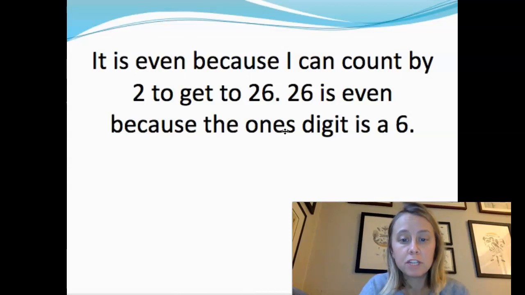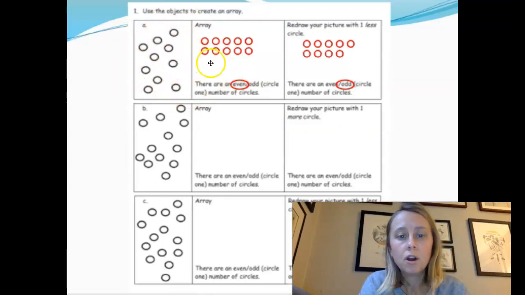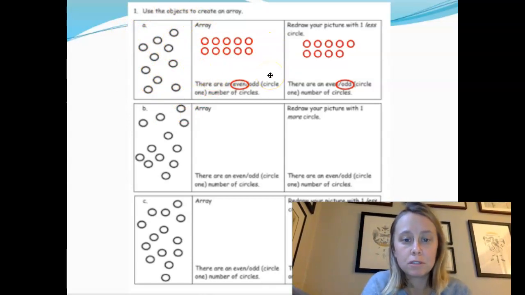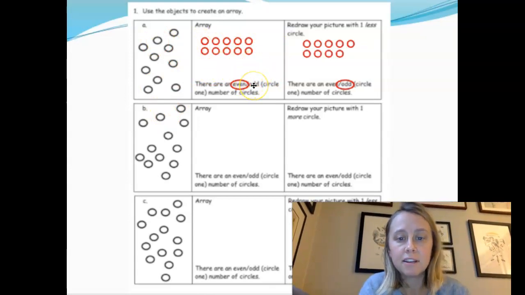To avoid confusion, I did the first one of each type of problem for you. So you have all these circles over here. When you create your array, you're wanting to put them into equal columns or groups. So there were 10 here. I put them in 2 rows of 5, and that's an even number.